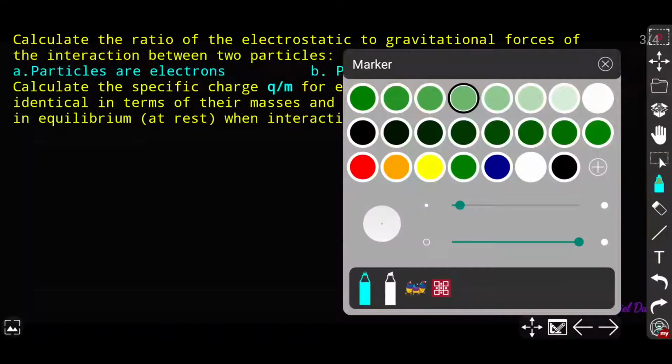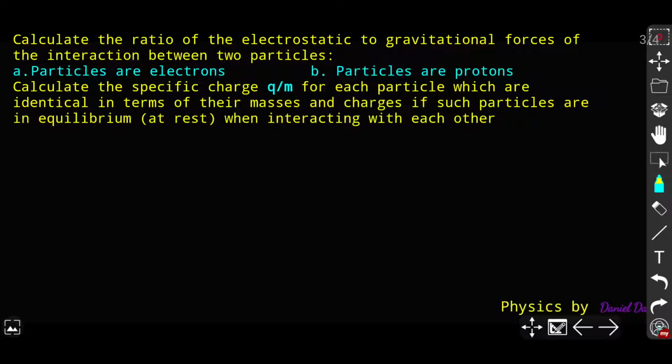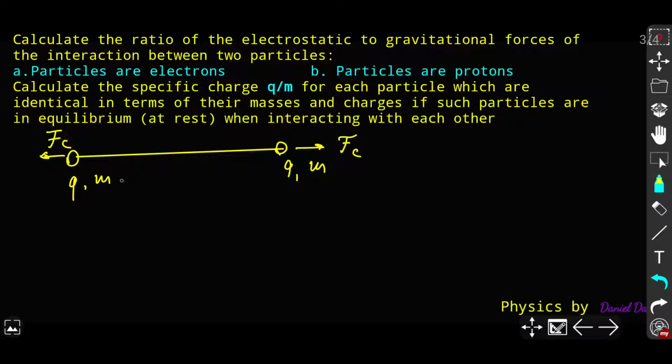So switch the marker, and right now the second part asks us what is the specific charge Q to M for each particle, which are identical to each other in terms of their masses and charges. So basically we take two identical particles with charge Q and mass M, and they interact in the same way, okay? Q and M are identical, so the repelling force stands for the Coulomb force, or electrostatic force. That's why they will be repelling. And what holds them together is the gravity force. So in this case, you need to figure out the specific charge for each particle.